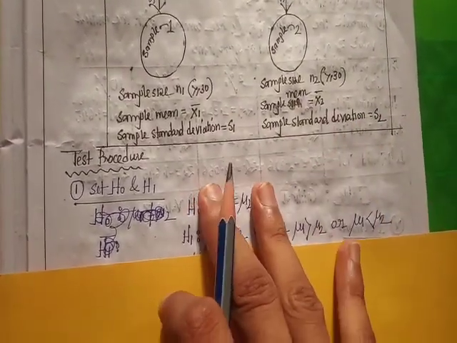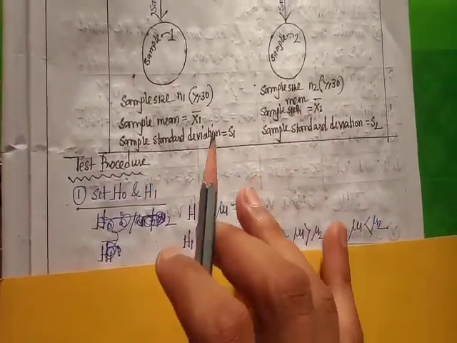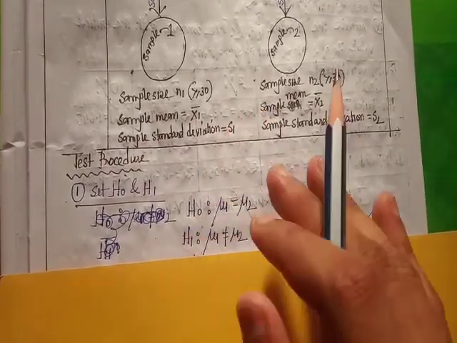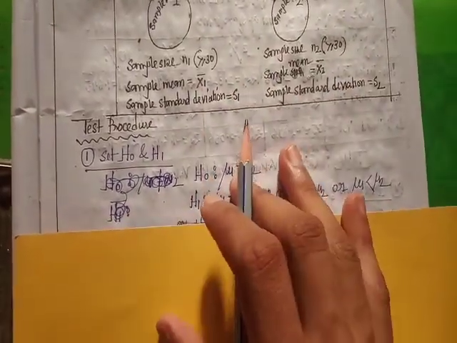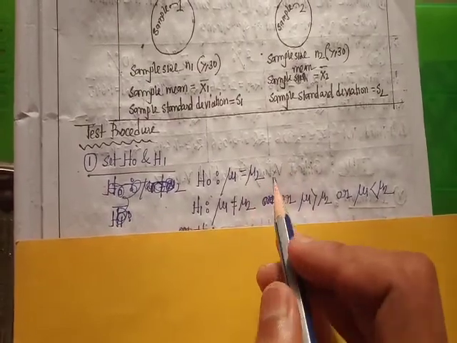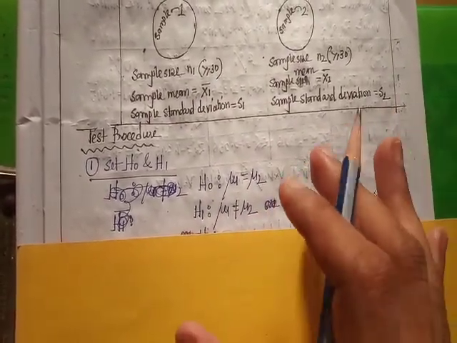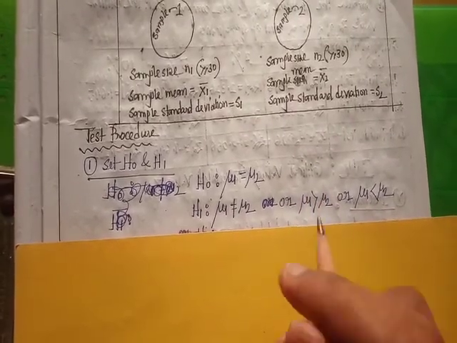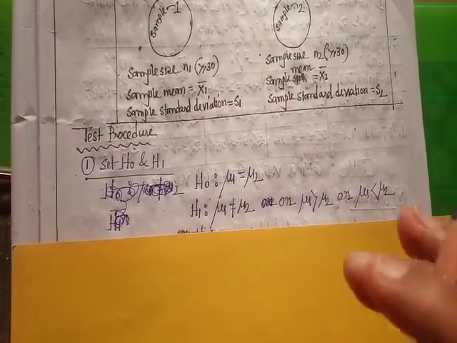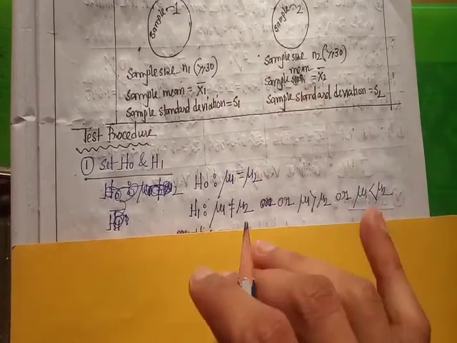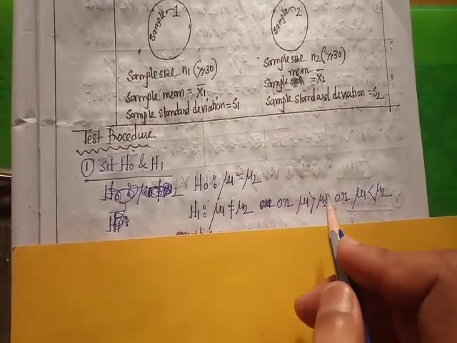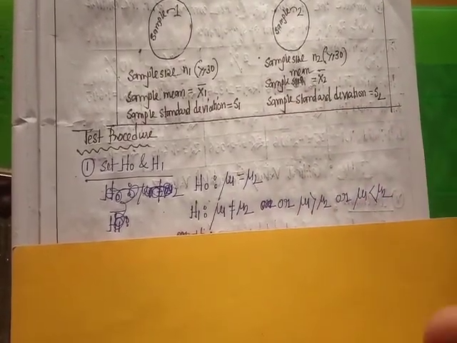So the null hypothesis will be mu1 equal to mu2, and the alternative hypothesis will be mu1 not equal to mu2 for a two-tail test, mu1 less than mu2 for a left tail test, and mu1 greater than mu2 for a right tail test.